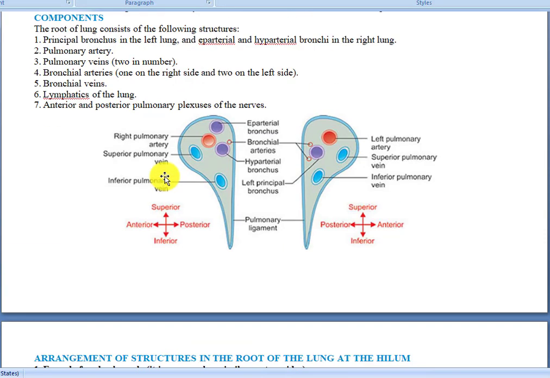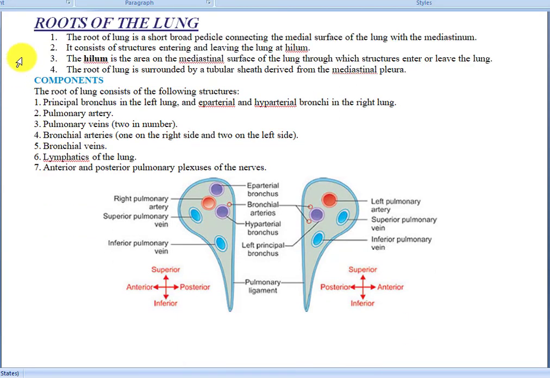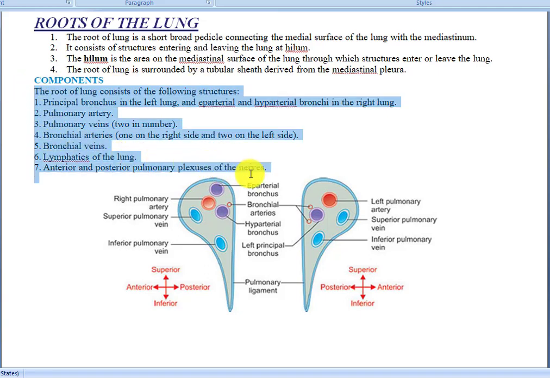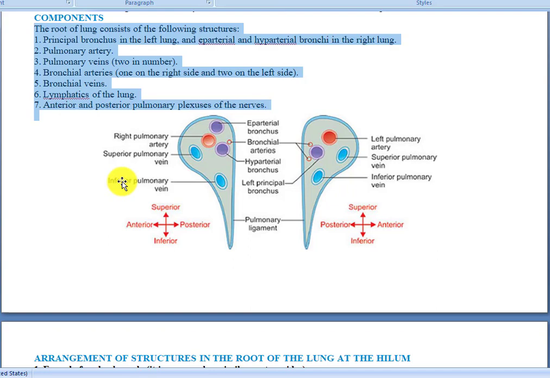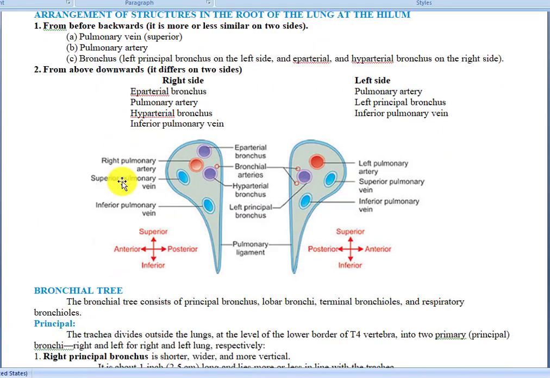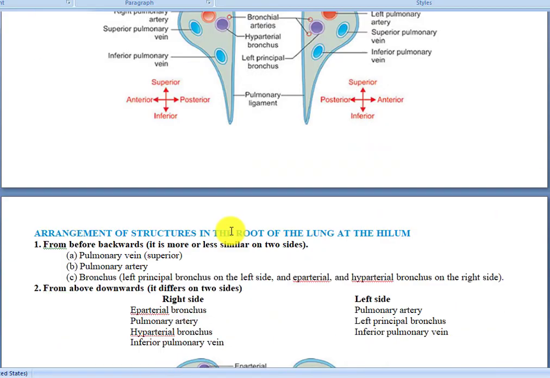So what did we discuss here? We discussed the root of the lung, its position, what it contains, what the components of the root of the lung are, and how these components are arranged at the hilum: from before backward, meaning anterior to posterior, and from superior to inferior. So friends, this was about the root of the lung.